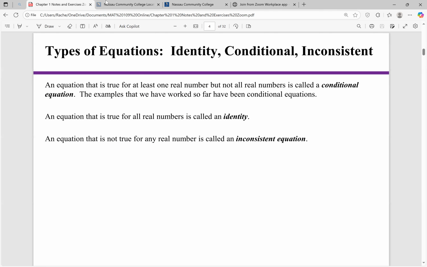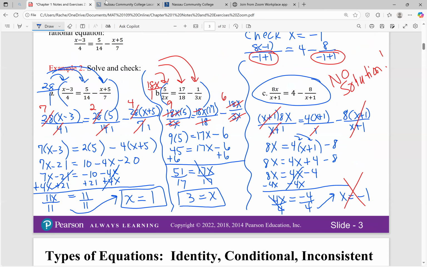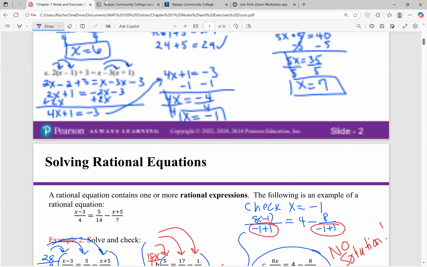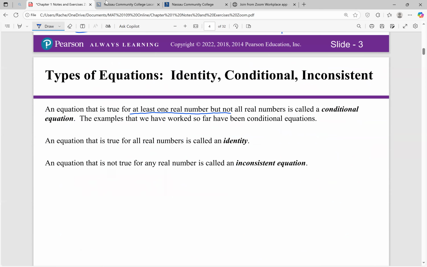So what does that mean? An equation that's true for at least one real number, so if it has at least one solution other than all real numbers, so it has to have at least one, but not all real numbers, we call this a conditional equation. The examples that we've worked so far, with the exception of this last one, example 2, part C, because remember part C had no solution. All the other ones had at least one solution, right? So those are all examples of conditional equations.